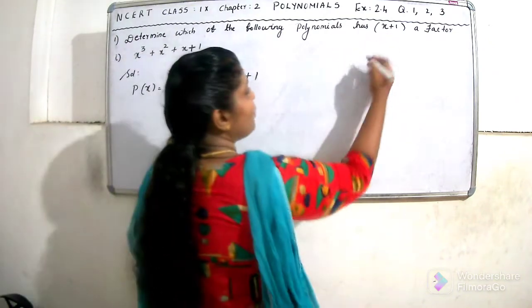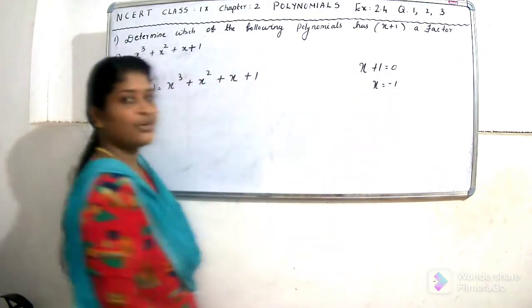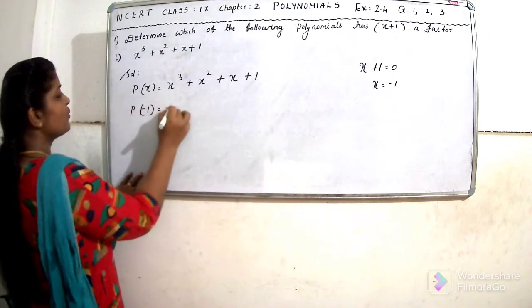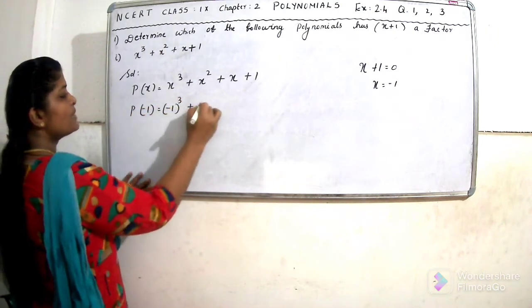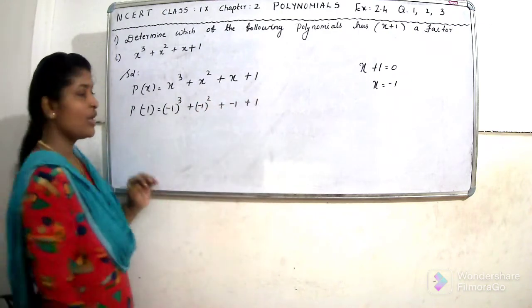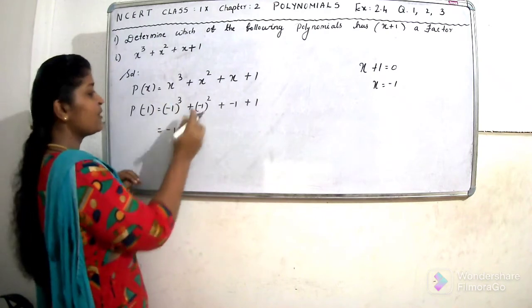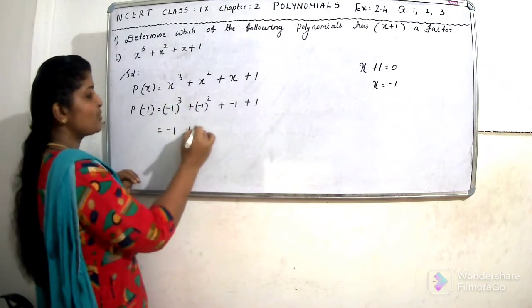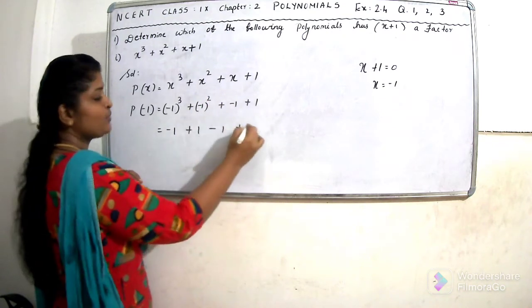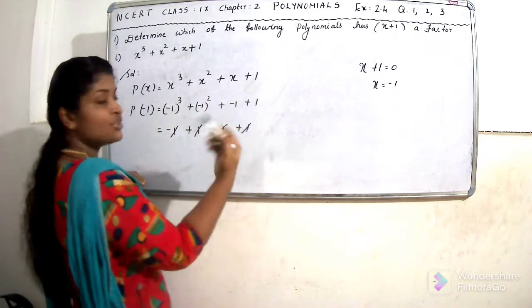Now the zero of this polynomial: x plus 1 is equal to 0, so x is equal to negative 1. That value we have to substitute here. P of negative 1 is equal to negative 1 cubed plus negative 1 squared plus negative 1 plus 1. Now here the power is odd, so it is negative 1 itself. Here the power is even, so positive 1. Positive and negative, the ultimate sign is negative, plus 1. Negative 1 and positive 1 cancel. Negative 1 and positive 1 cancel.